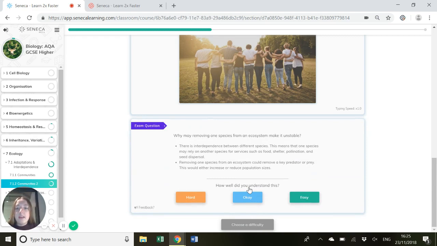So this is what the mark scheme says. There is an interdependence between different species. This means that one species may rely on another species for services such as food, shelter, pollination, and seed dispersal. Removing one species from an ecosystem could remove a key predator or prey. This would either increase or reduce population sizes. So that's more or less what I said. So we understood that well.